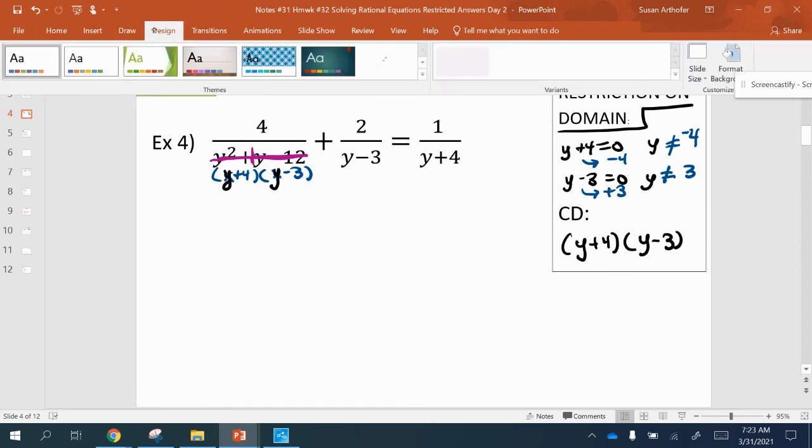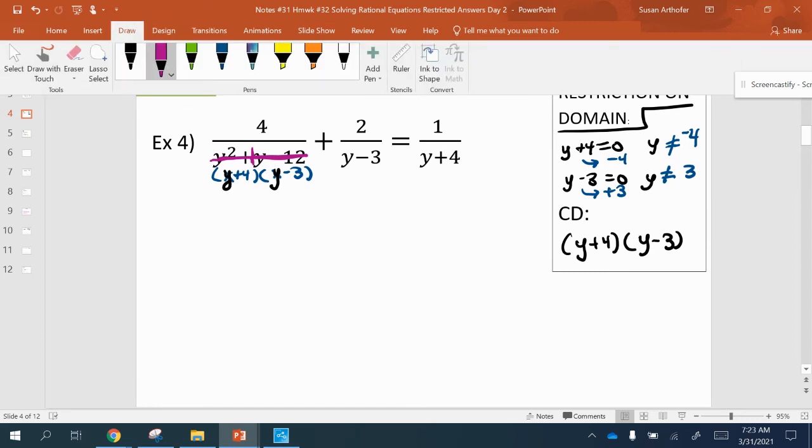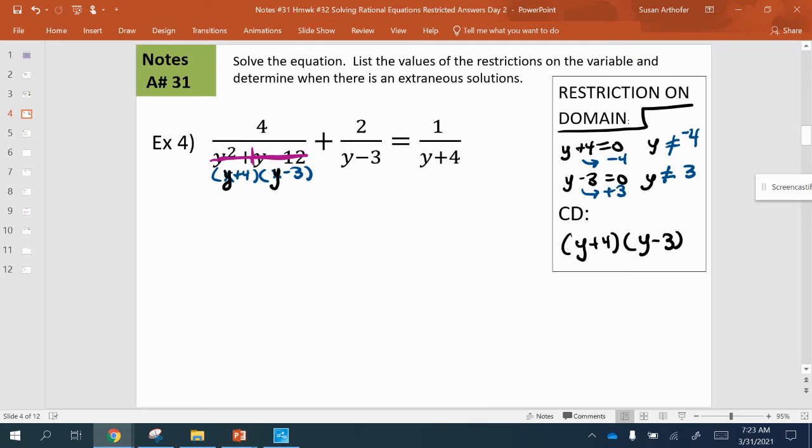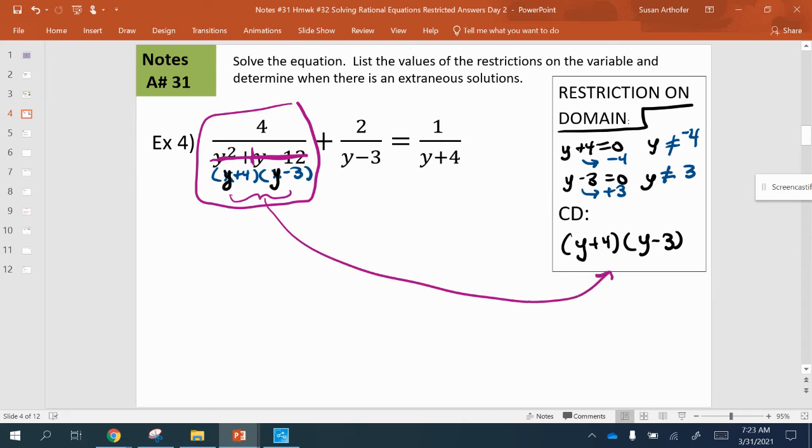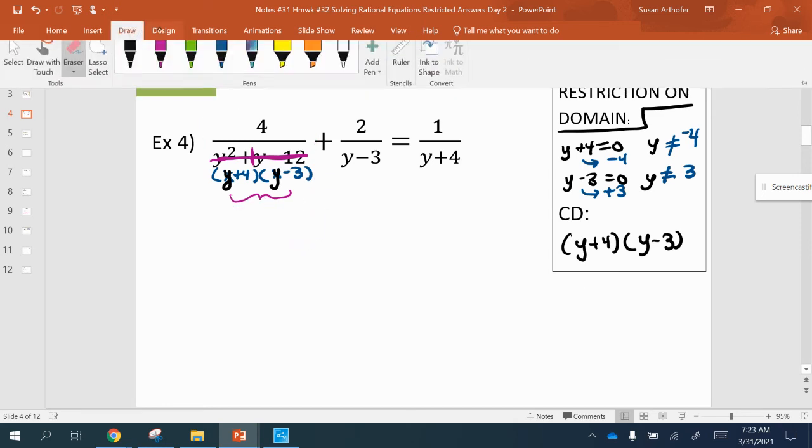Okay, the next step is to multiply by what's missing. So we're going to take one fraction at a time. This fraction has everything in the CD, so we don't have to multiply by what's missing. There's nothing missing. Let's take the next fraction.